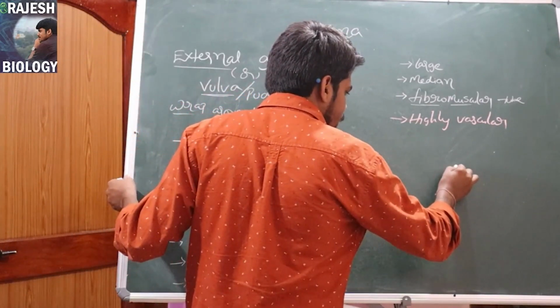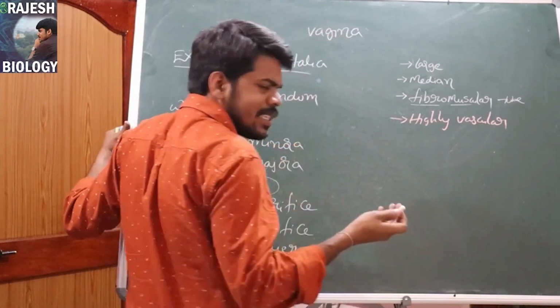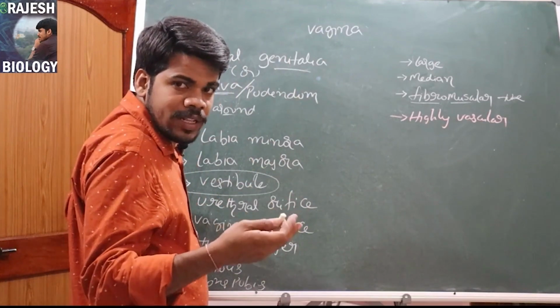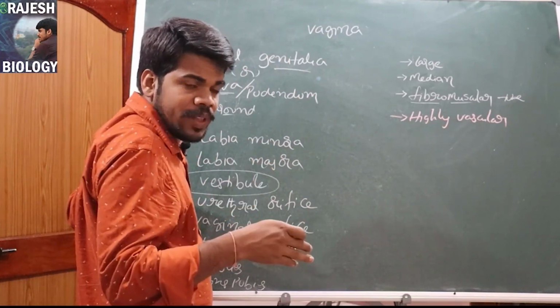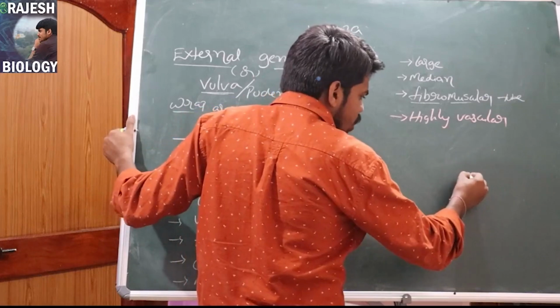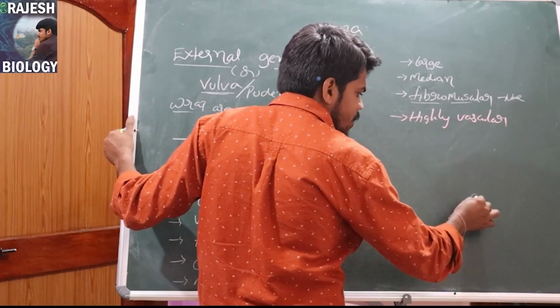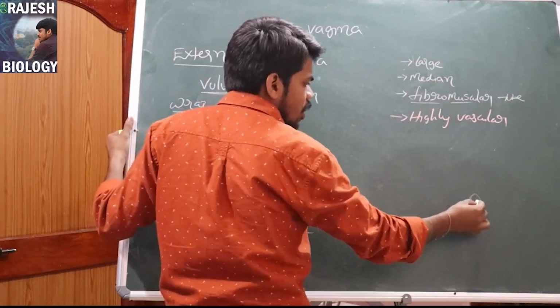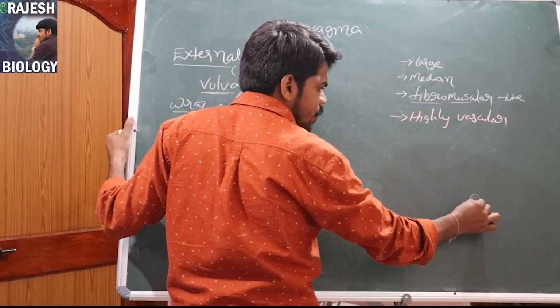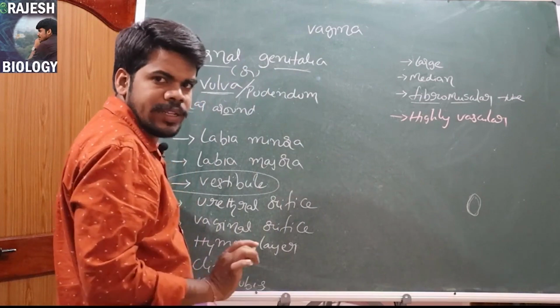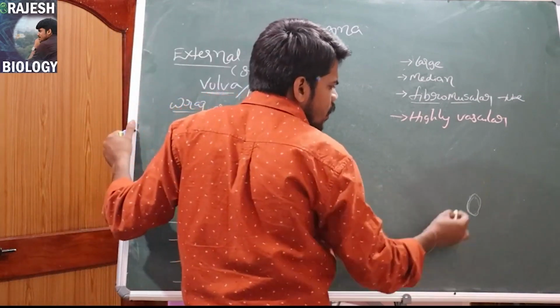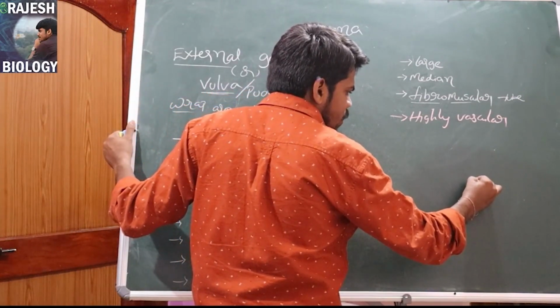So I will draw the external orifices. The external orifice, the vaginal orifice, is covered by a pair of fleshy folds. For example, this is the vaginal orifice, the opening here. Above the vaginal orifice, there is a urethral orifice.